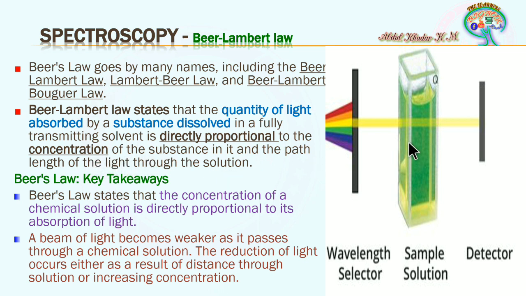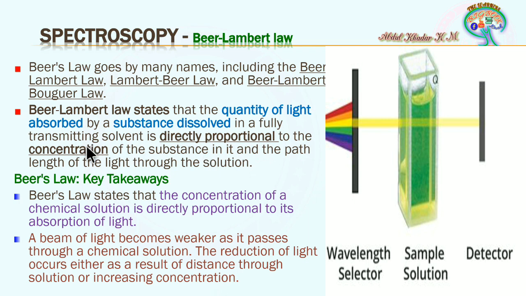As we have discussed, spectroscopy involves different color emission, that is the spectrum, and the spectrum is because of the different wavelengths within that particular light, which is electromagnetic radiation. When you subject a particular quantity of light, it is absorbed by the substance present in the solution, provided the solution is a transmitting solvent. The solution should always be a transmitting solvent. So the absorption by the dissolved substance is directly proportional to the concentration.